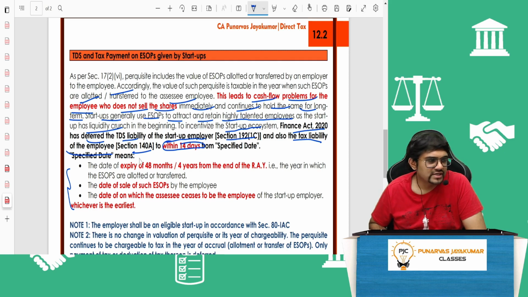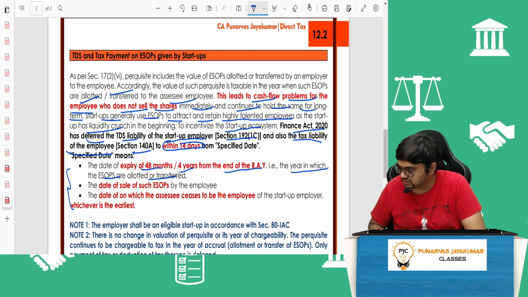What is the specified date? Expiry of 48 months or 4 years from the end of the relevant assessment year. That is the year in which the ESOPs are allotted or transferred. So for example, if it was allotted on 30th March 2022, what is the relevant assessment year? 23-24. From the end of 22-23, 4 years.